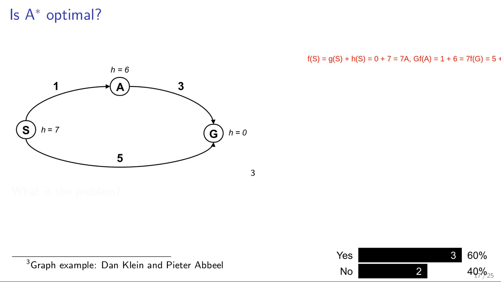Okay, and so this is now the cheapest on the frontier, 5 compared to 7, which means I'm going to expand goal, which means that's the stopping criterion. So I'm going to finish with a 5 here. But I could have had 1 plus 3, which is 4, right? So in this case, this would not be optimal. So there is a problem, and we will see what the problem is.